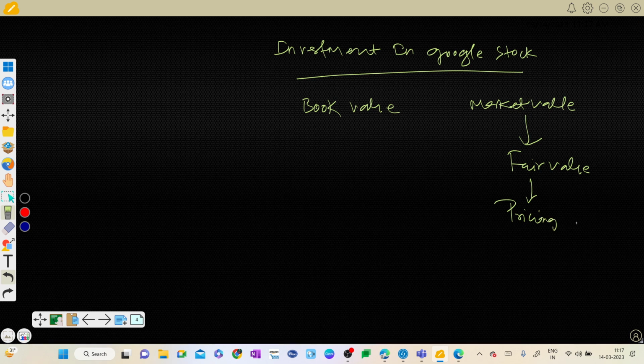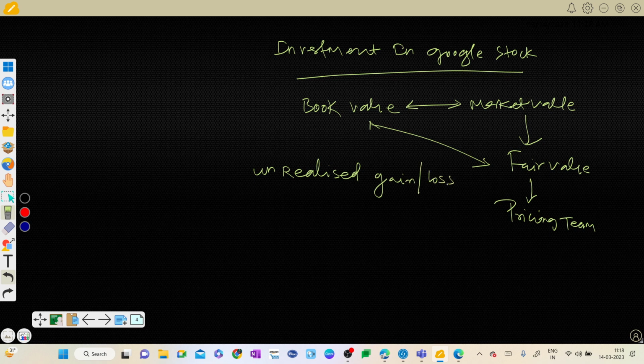Pricing team, they provide the fair value of securities, right? And that's what you need to understand here: if there is a difference between book value and market value, or book value and fair value, it means the difference should be your unrealized gain and loss, right? And we have an equity.